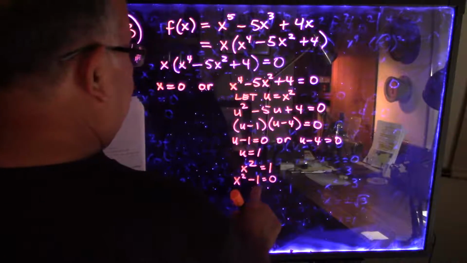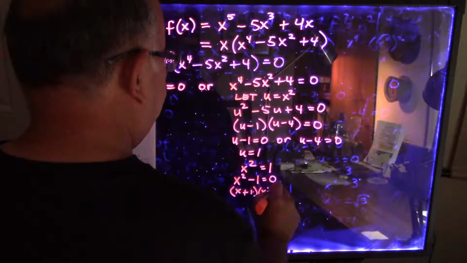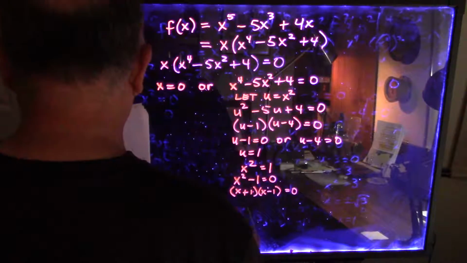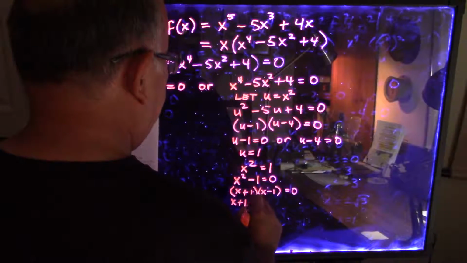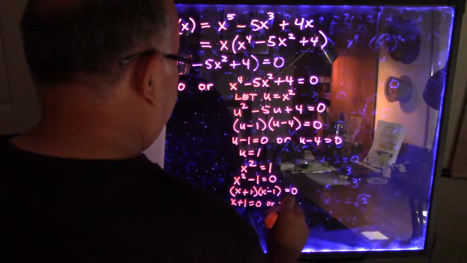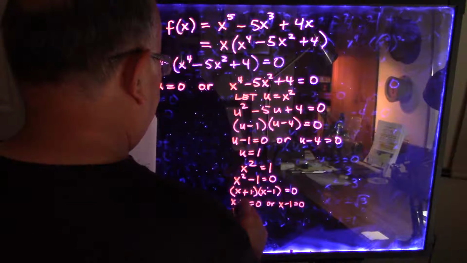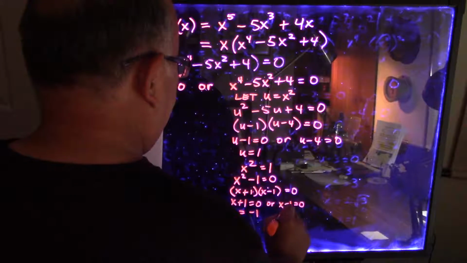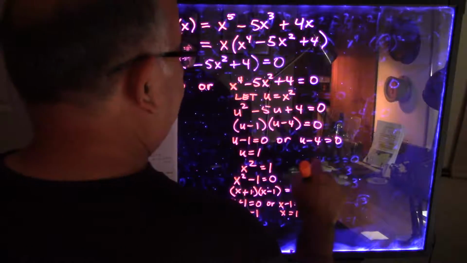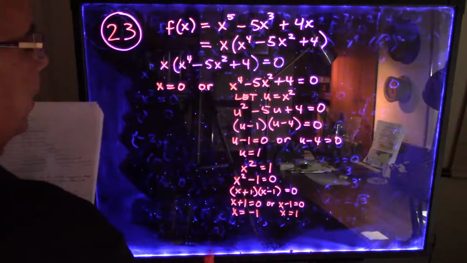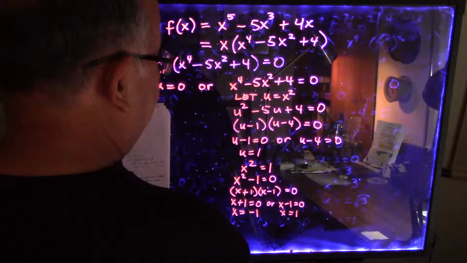And this is a difference of squares. x plus 1 times x minus 1 equals 0. So x plus 1 equals 0, or x minus 1 equals 0. Alright? And so x equals negative 1, or x equals 1. You can also take the square root of both sides there, and you would get x equals plus or minus square root of 1, which is just plus or minus 1.